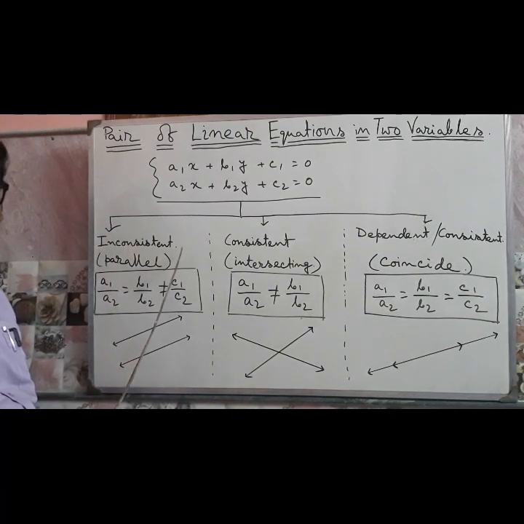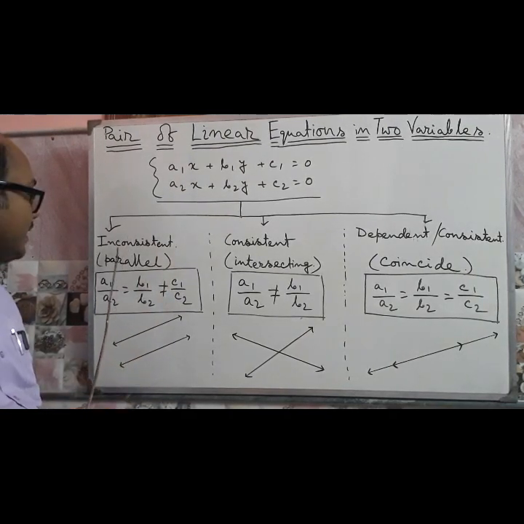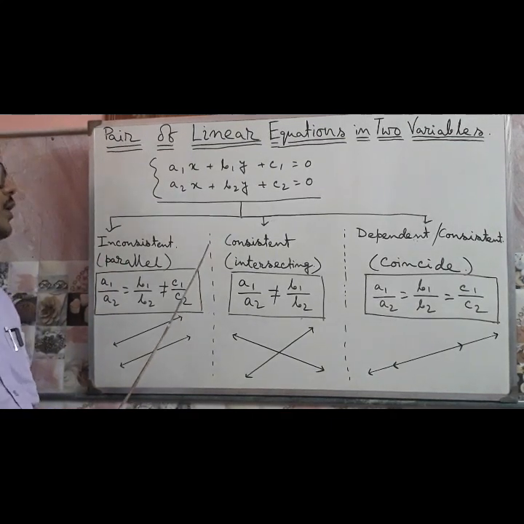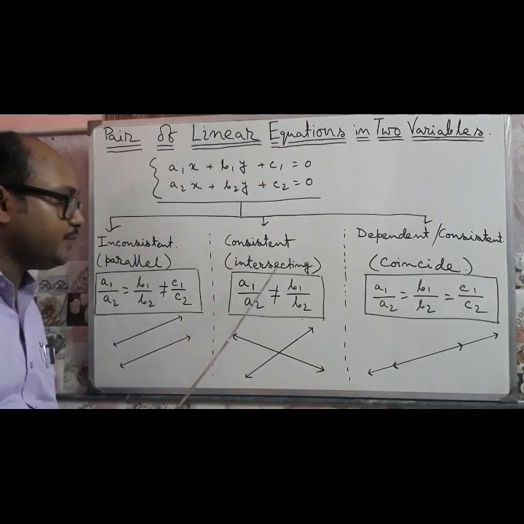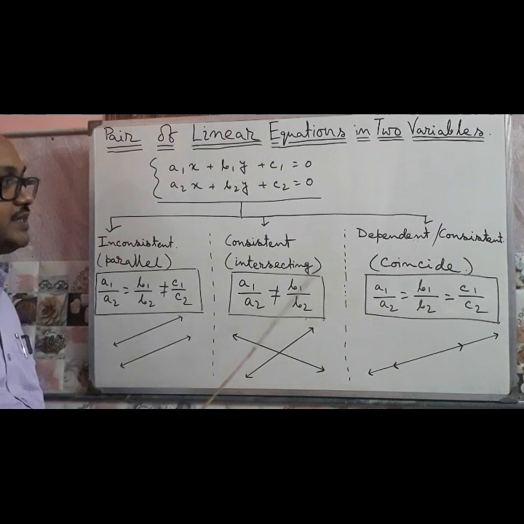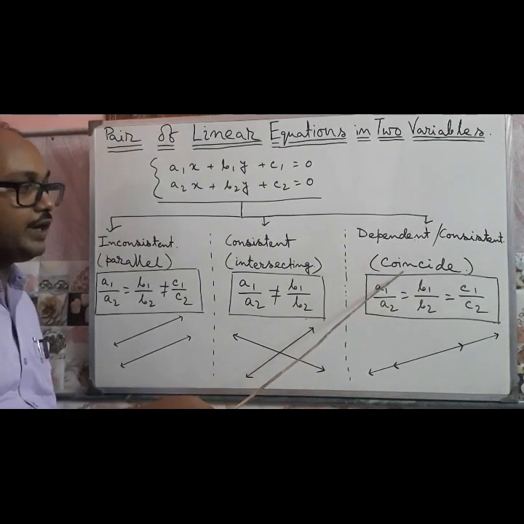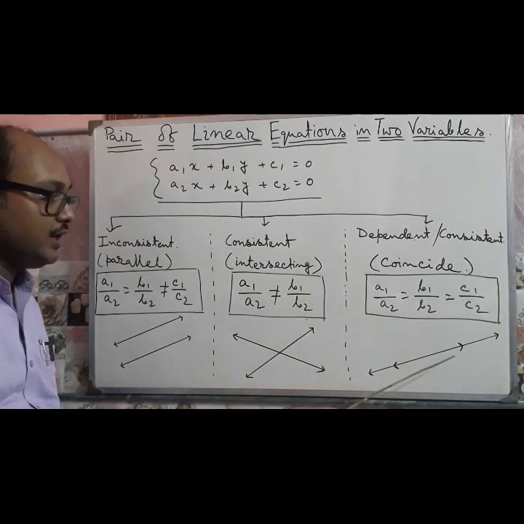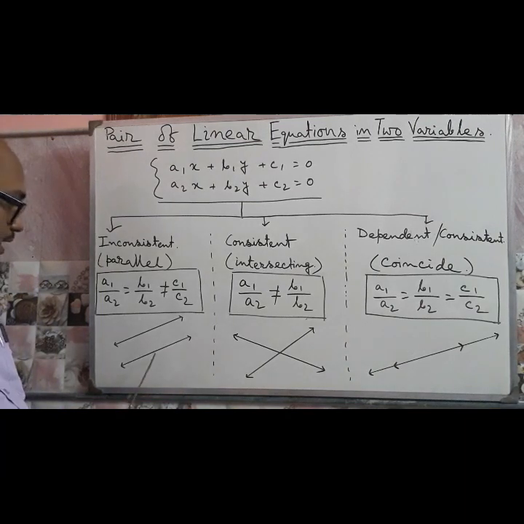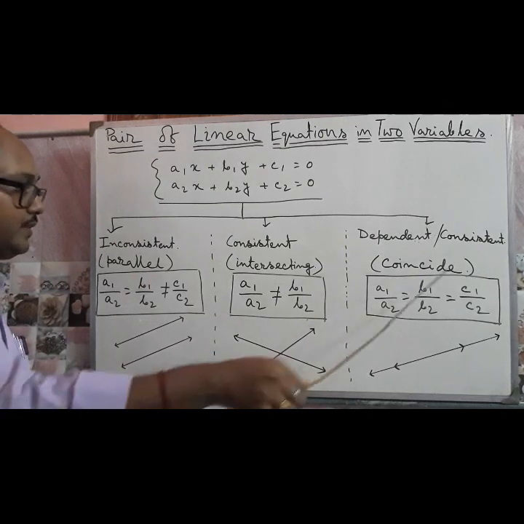Inconsistent: the system is inconsistent, that means these two lines are parallel, that means no intersecting point. The system will be consistent if they intersect each other. And the system will be a dependent pair of linear equations, or consistent, if they coincide. Coincide means one line falls on the other line. You see, these are the pictorial representations of these three cases.